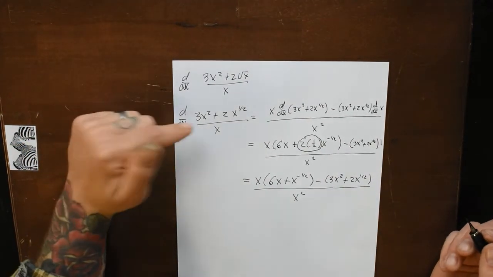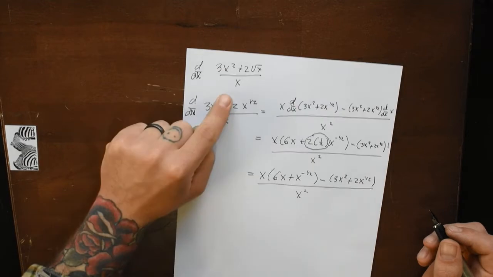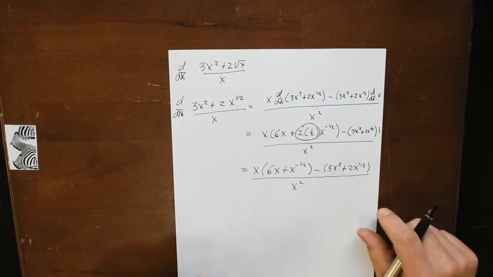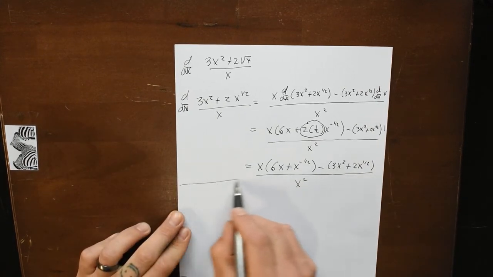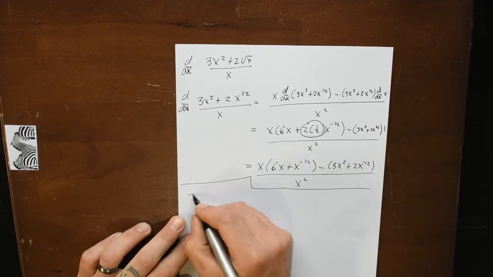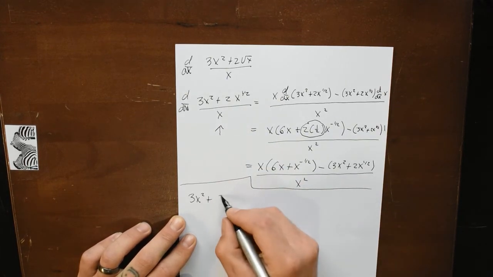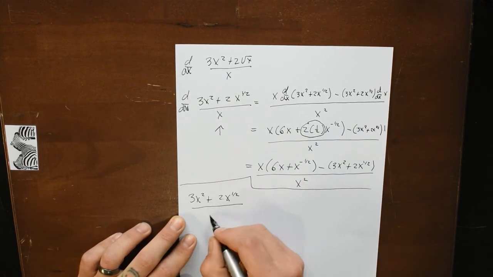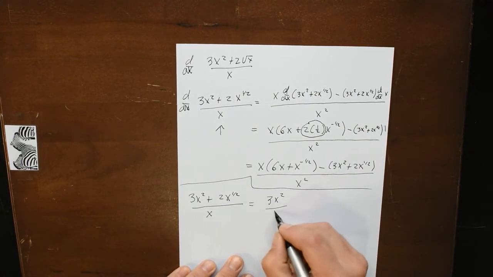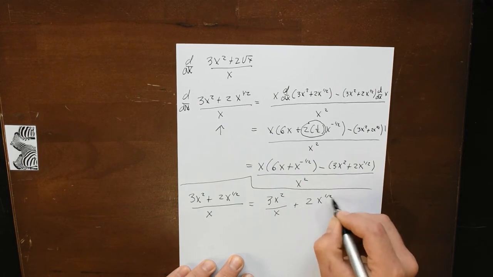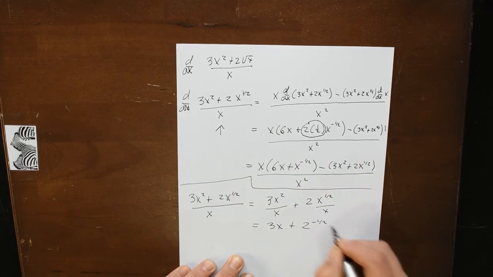But there's a different way. This is kind of a white-knuckle approach. We're taking the derivative of a quotient. We have a rule that allows us to take the derivative of a quotient. I applied the quotient rule. But 3x squared plus, and I'm going to go back to this form of the equation, 2x to the 1/2, all divided by x, well, that's equal to 3x squared over x plus 2x to the 1/2 over x, which is 3x plus 2 to the negative 1/2.